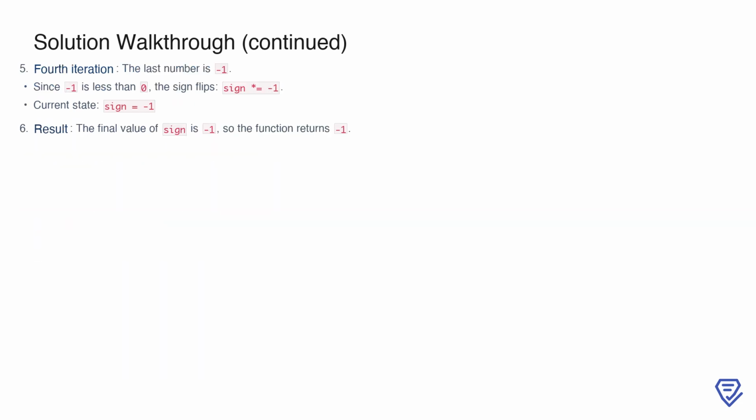Finally, we evaluate the last number in the array, which is -1. Since -1 is less than 0, we flip the sign by multiplying sign by -1. This changes the value of sign to -1. At this point, we've gone through all the numbers in the array, and the final value of sign is -1. This indicates that the product of all numbers in the array is negative. Therefore, the function returns -1 as the result.